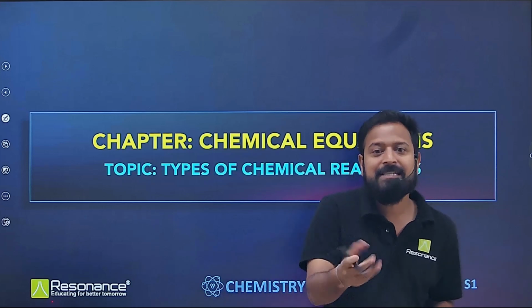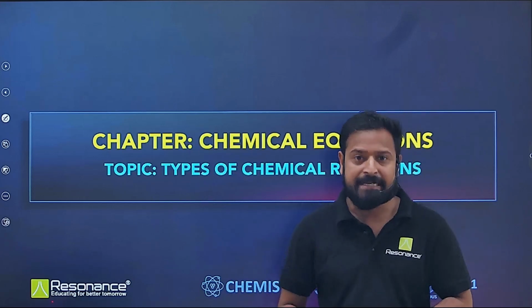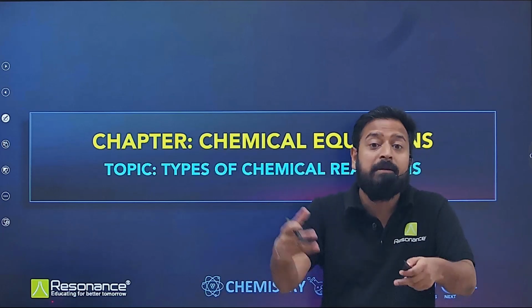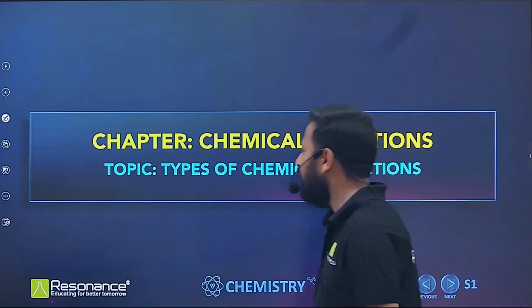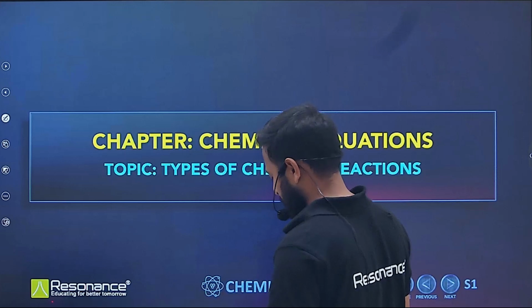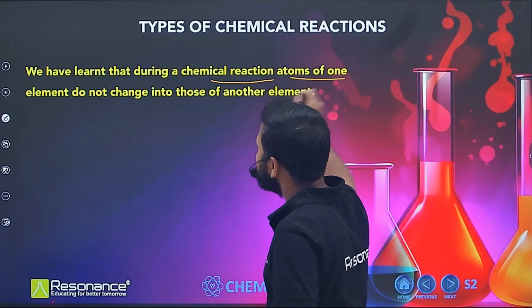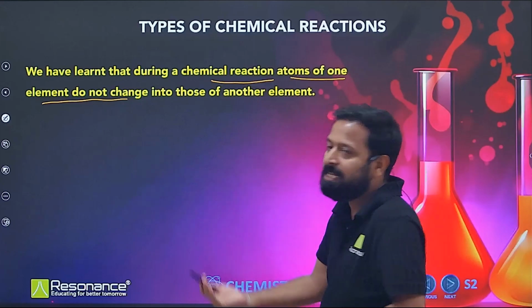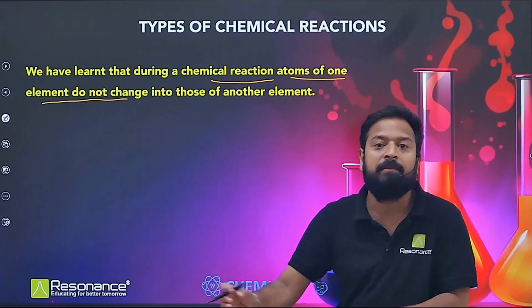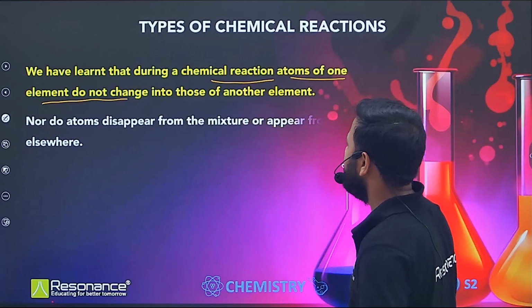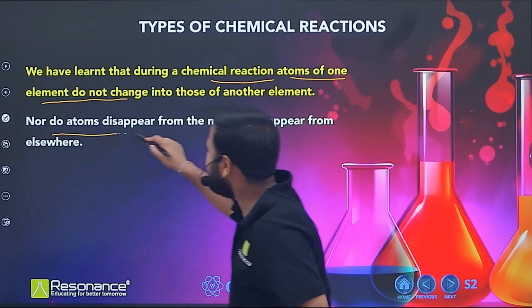What is, firstly, a chemical reaction? We will see that in a chemical reaction some bonds will be broken or some bonds will be formed. So now we will see what chemical reactions basically are. In a chemical reaction, atoms of one element do not change into those of another element, so no new atom will be produced. Nor do atoms disappear.